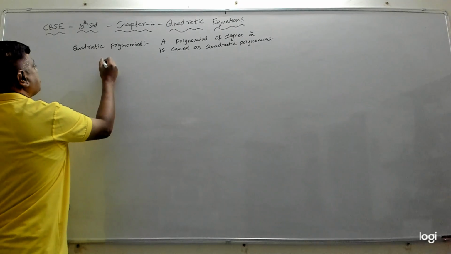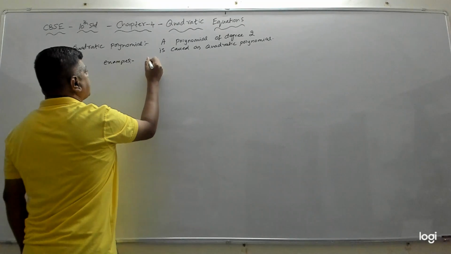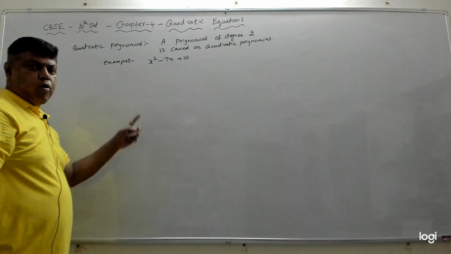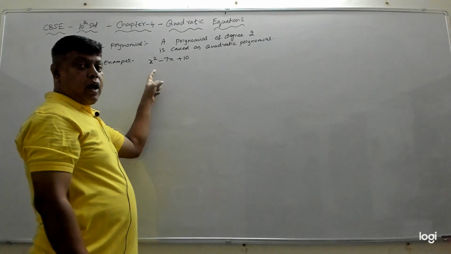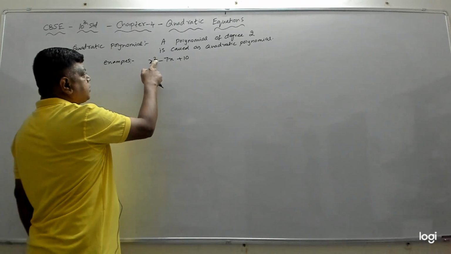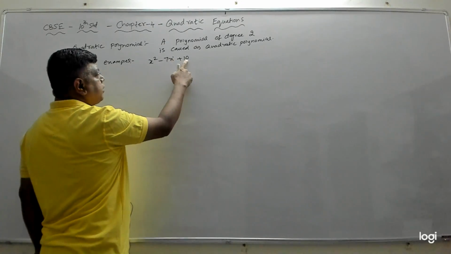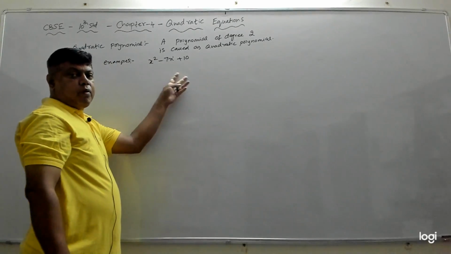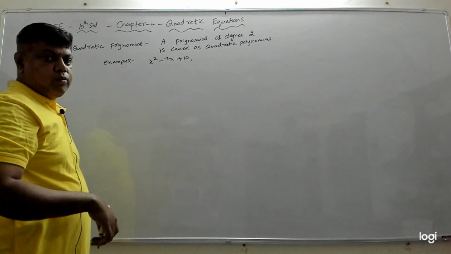For example, you can have something like this: x square minus 7x plus 10. Now it's a polynomial, and what is the degree of the polynomial? Degree is 2, because the degree of a polynomial is defined as the highest power of the variable. Here the variable is x. What is the power of x in the first term? 2. In the second term, the power of x is 1. Then in 10, x itself is not there, so the power of x is 0. So the highest power is 2. I had explained this in the polynomials chapter also.